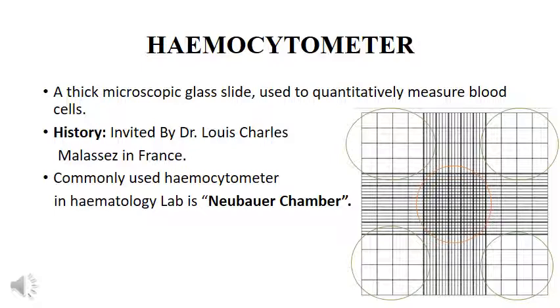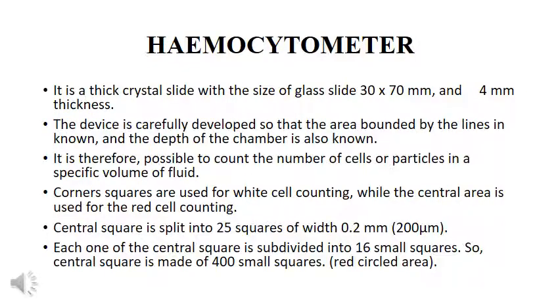So nowadays we have an improved or modified shape of the hemocytometer in our laboratory in the form of the Neubauer chamber. The Neubauer chamber is a shape of the hemocytometer according to the latest trends. So let's talk about some details of the hemocytometer or Neubauer chamber.